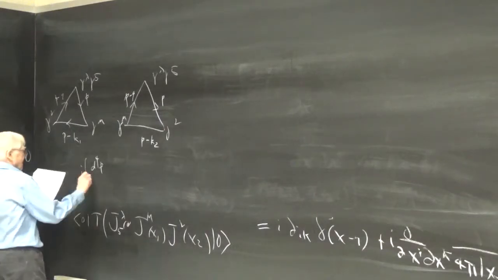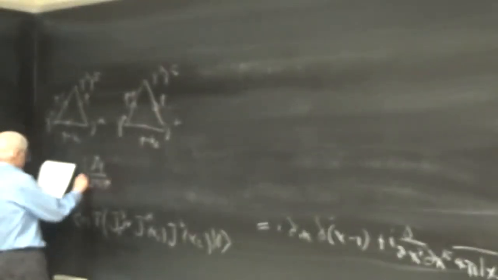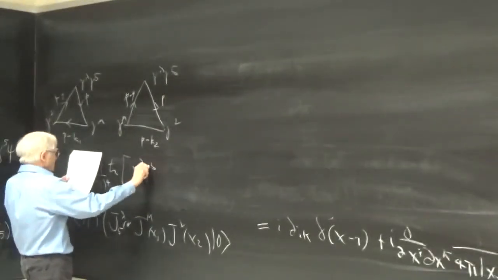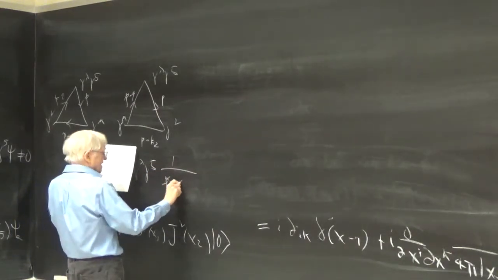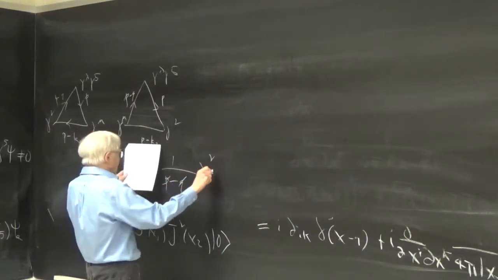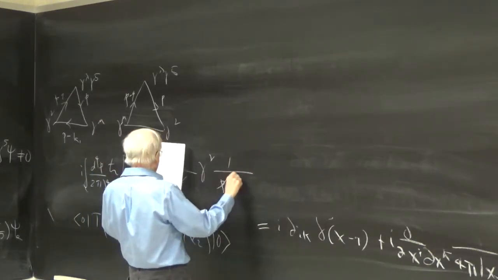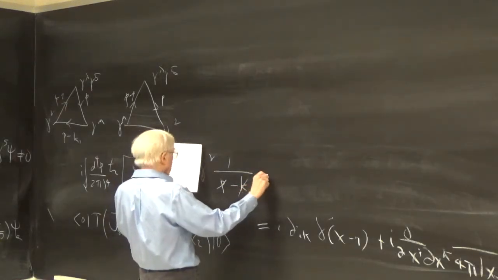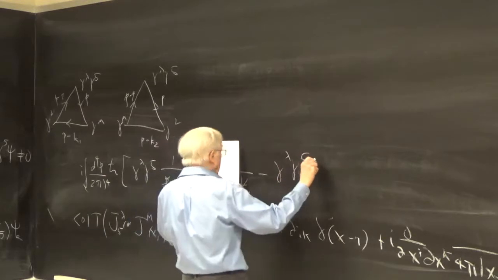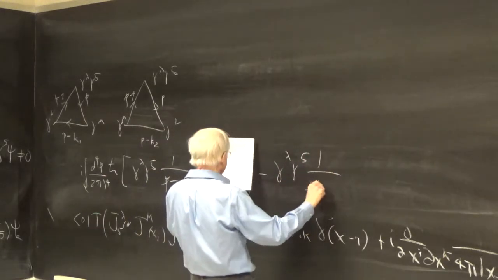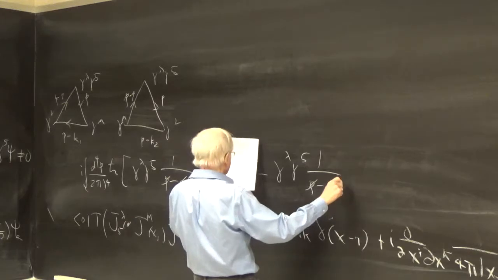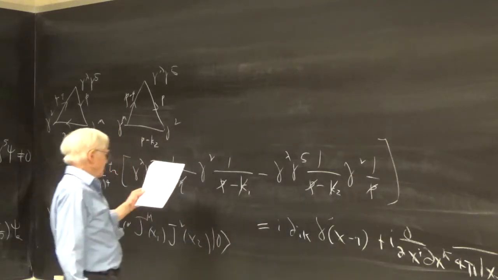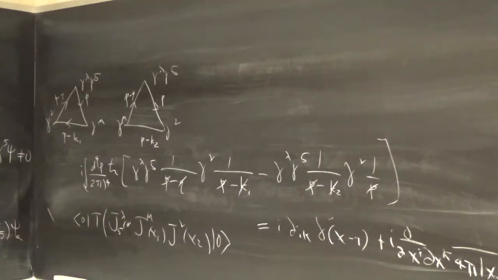So this is something like this, 2 pi to the 4th. There's a trace, and there's a gamma lambda gamma 5, or 1 over p slash minus q slash. We're not going to compute this, but I think this is the sum of the 2 diagrams.